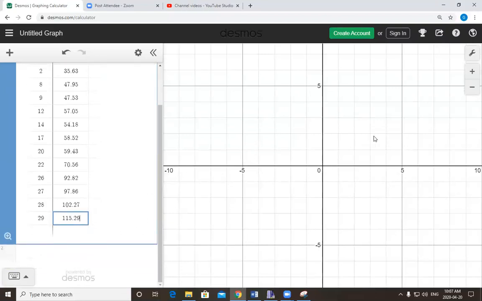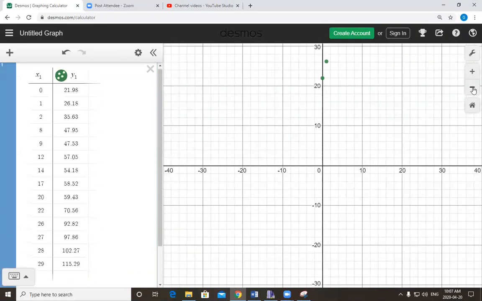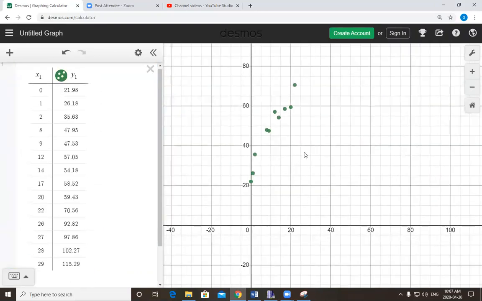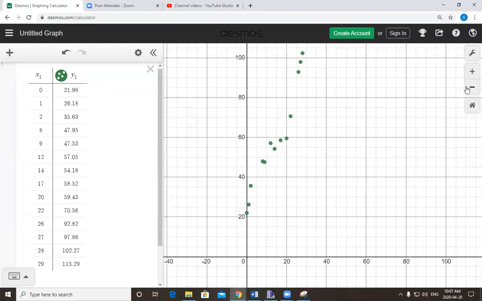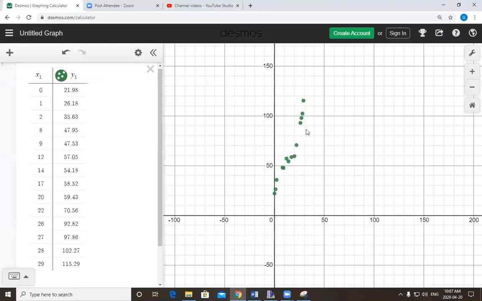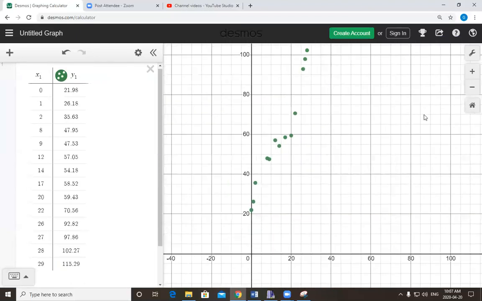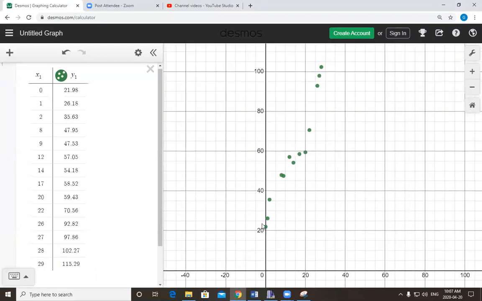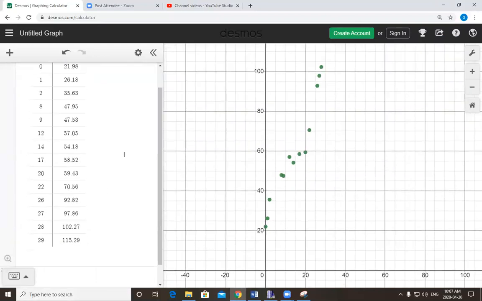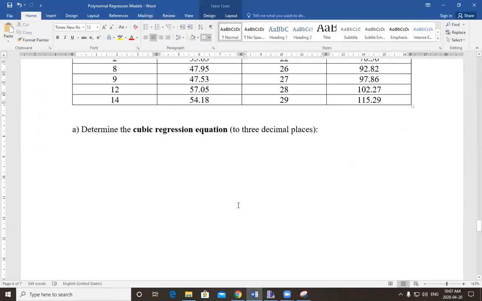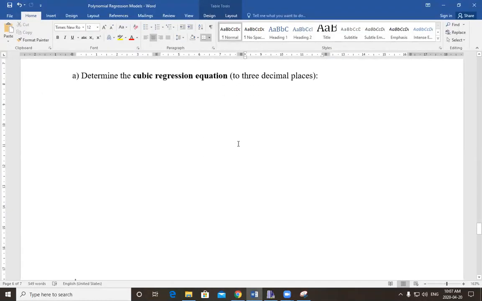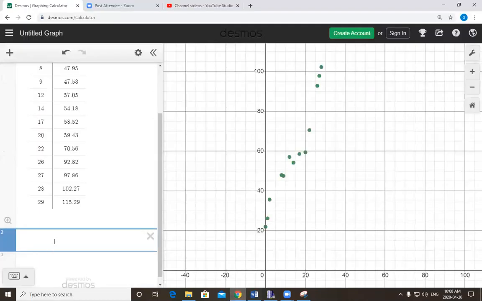Okay. And now we want to see what we see. So we'll zoom out here, and you can see that we have something going on. It kind of doesn't really look like quadratic. So we are going to see what a cubic does. So we've got our scatter plot, and you're going to determine the regression equation to 3 decimal places.